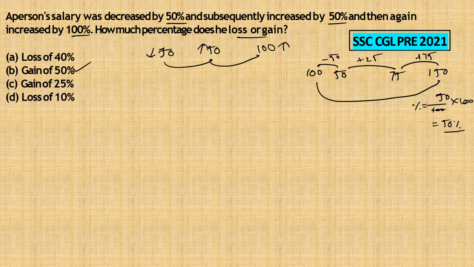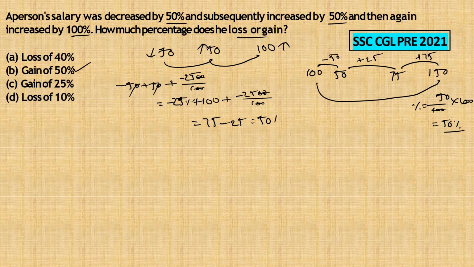The second method is you can apply the successive formula of 3 terms, or you can do 2 terms first and then the resultant number with the third number. That is minus 50 plus 50 plus minus 50 into 50, that is minus 2500 divided by 100, cancelled, we'll get minus 25%. And the third term is 100%, that is minus 25 plus 100 plus minus 2500 divided by 100, minus 25 plus 100 gives 75 minus 25, and there is a successive increase of 50% in his salary.